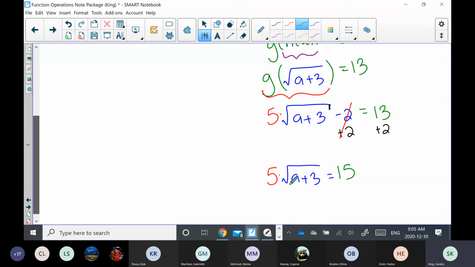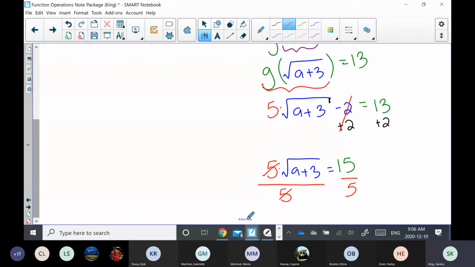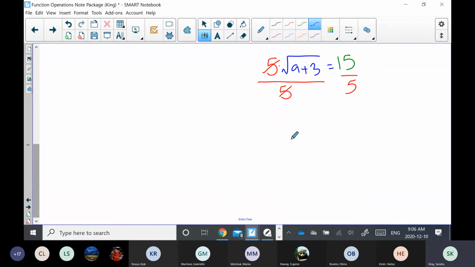My radical is still not isolated. I've got a 5 in front of it. My radical is being multiplied by 5. So to get rid of that multiply by 5, we're going to do the opposite, which is dividing both sides by 5. And then I would get the square root of a plus 3 is equal to 3.